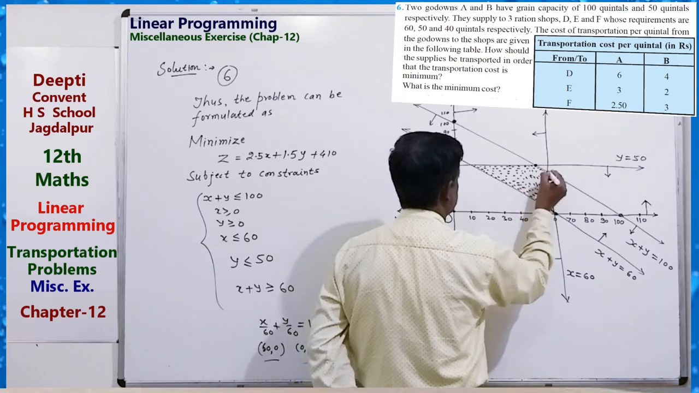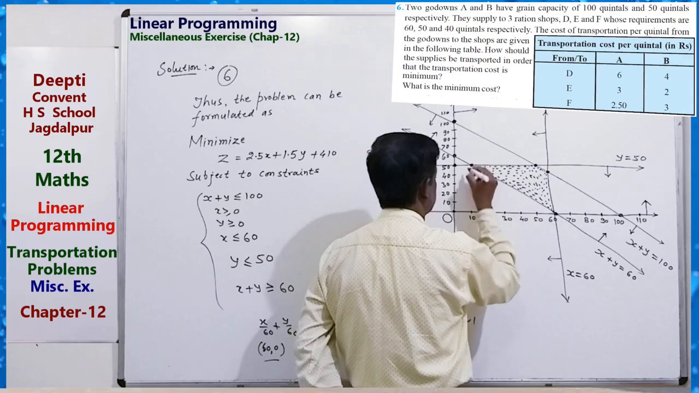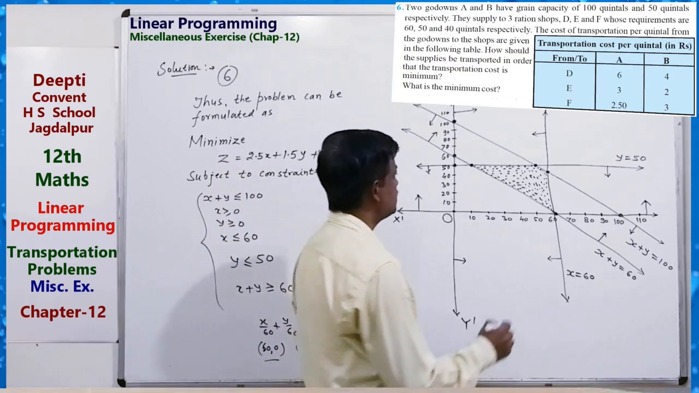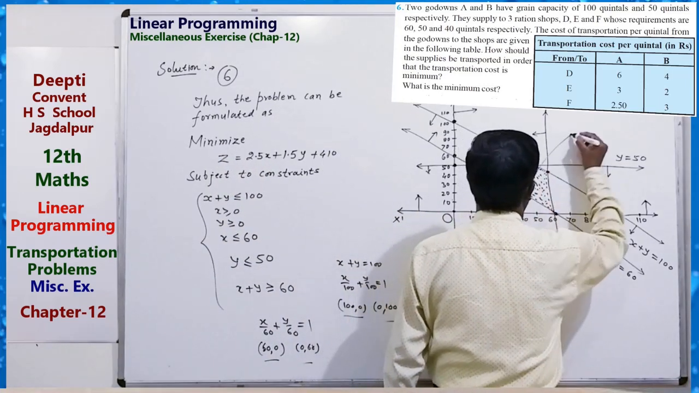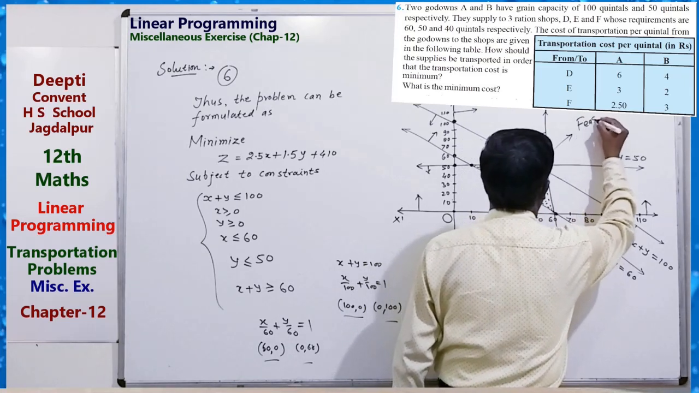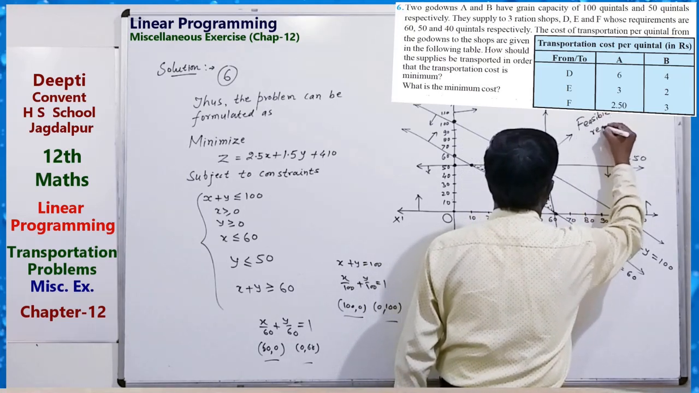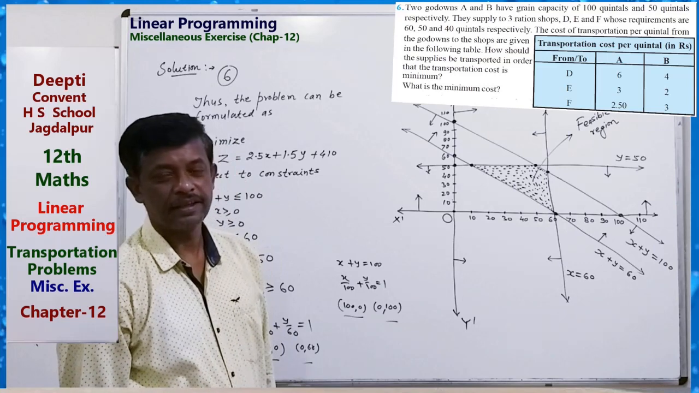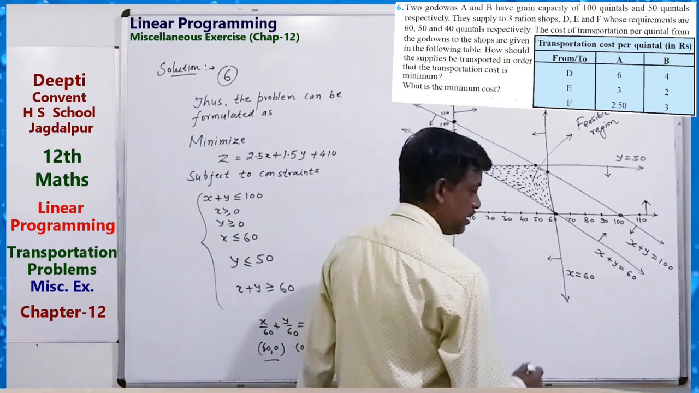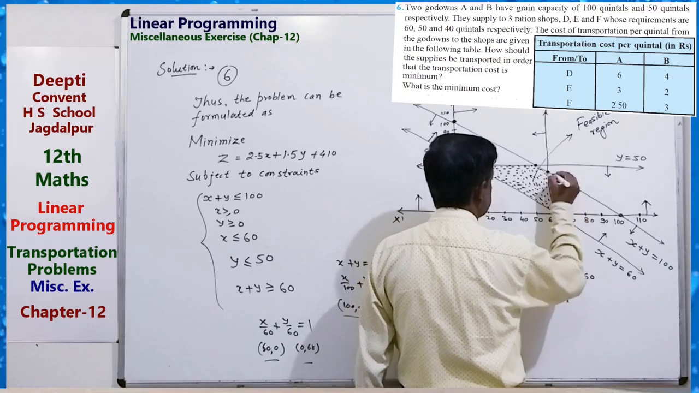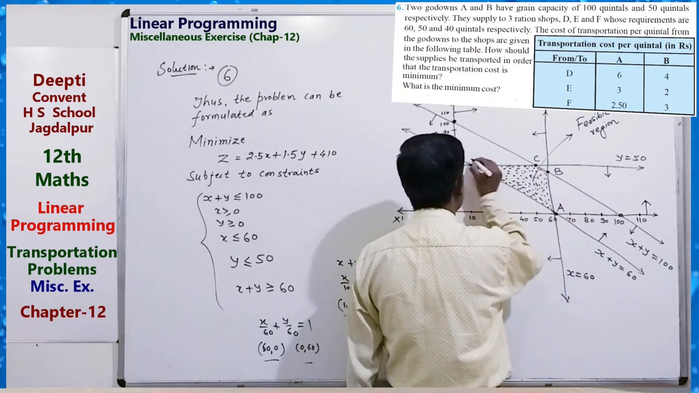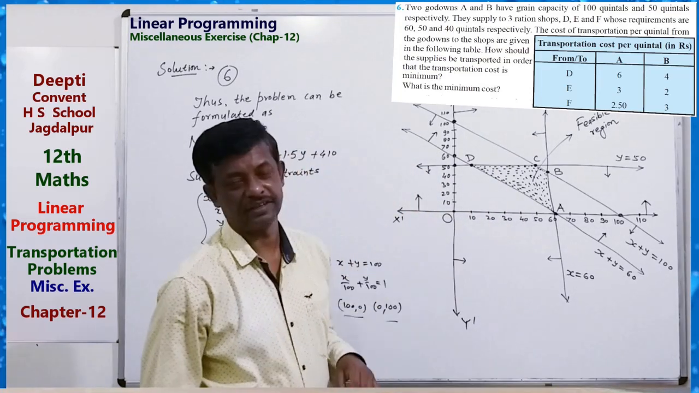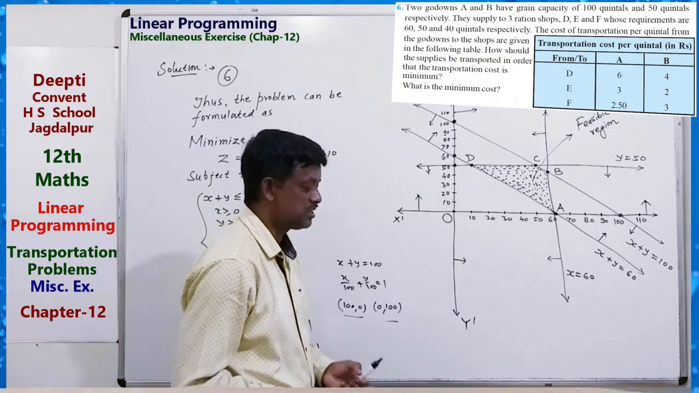So the corner points are these. This shaded region is our feasible region. Now the corner points are A, B, C and D. Suppose this is A, this is B, this is C, and this is D. Just find the coordinates of these points.